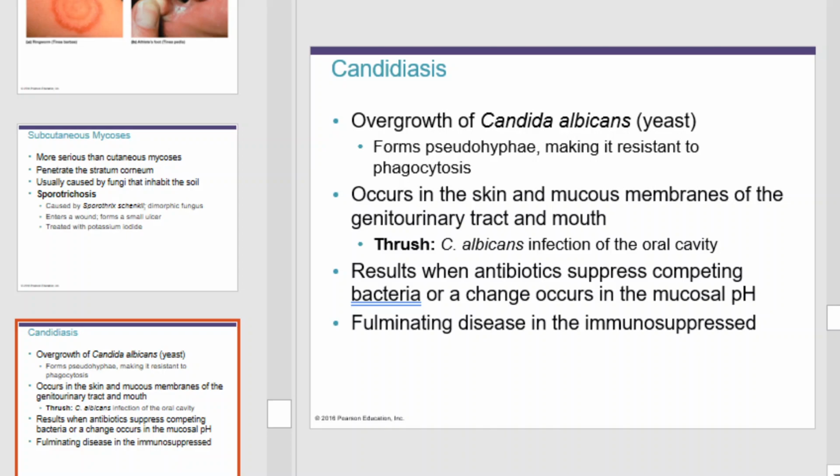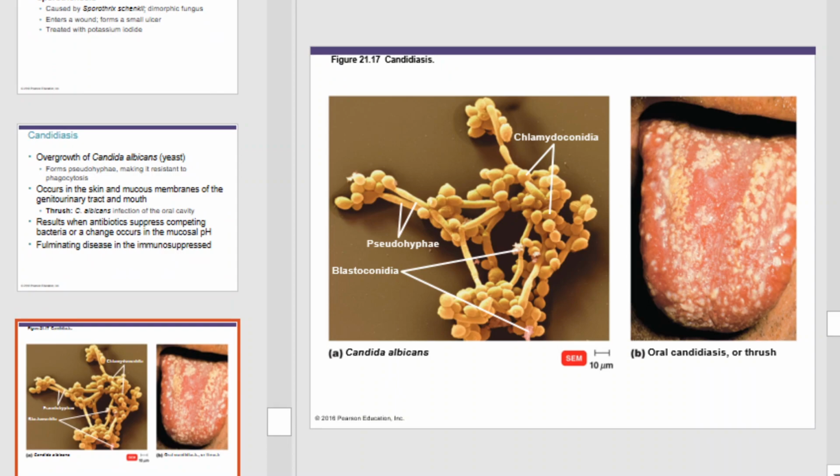This Candida overgrowth results when antibiotics suppress competing bacteria or a change occurs in the mucosal pH. Fulminating disease in the immunosuppressed is also a form of Candida infection. This is what thrush looks like and how Candida forms pseudohyphae.